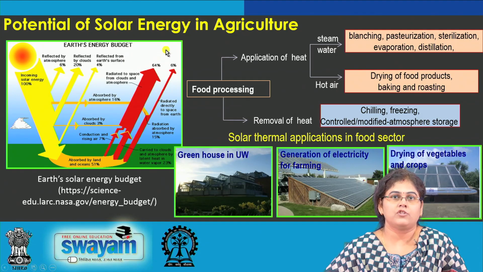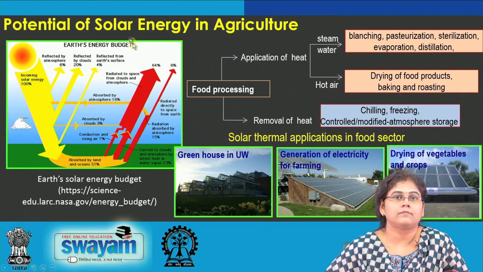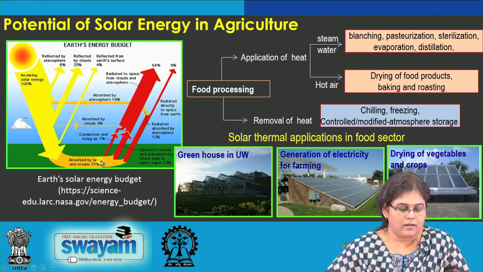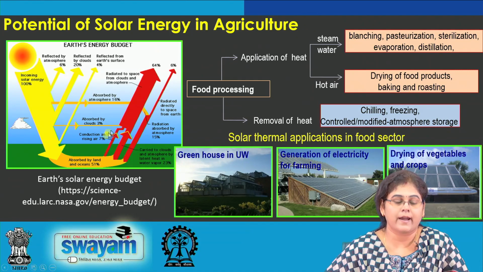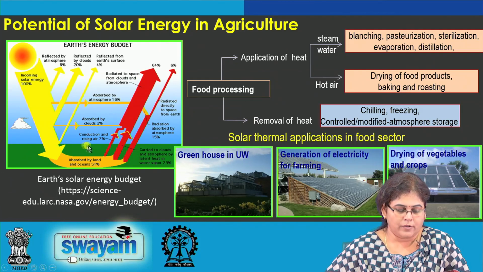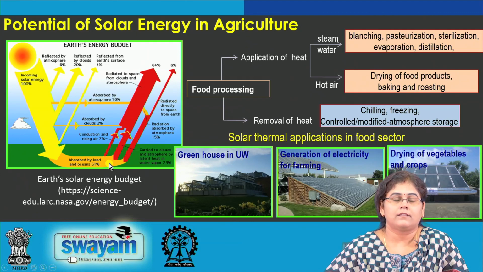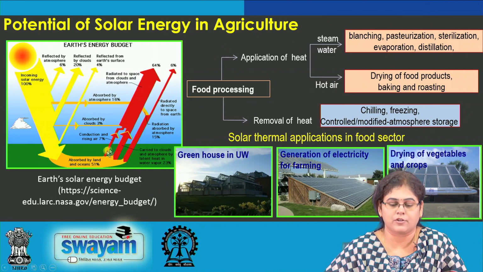Now looking at the potential of solar energy in agriculture, out of the incoming solar energy, 51% of energy is being absorbed by land and oceans, and the rest is reflected back and radiated back to the atmosphere. Now the amount that is absorbed by ocean and land is a huge amount which can be explored very properly for different food processing applications.